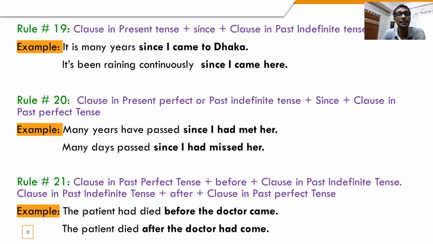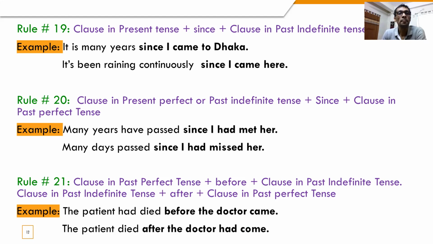Clause in present tense. When you use a clause in present tense, then you use since. Then you have to use a clause in past indefinite tense. Look at the example: It is many years since I came to Dhaka. It's been raining continuously since I came here. So when you use a clause in the present tense, it will be followed by a past indefinite tense, or past tense, in the next clause. That is it.